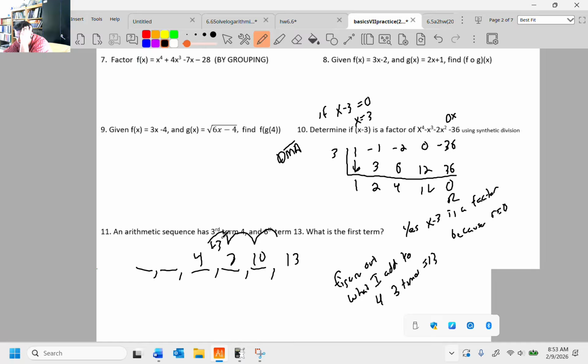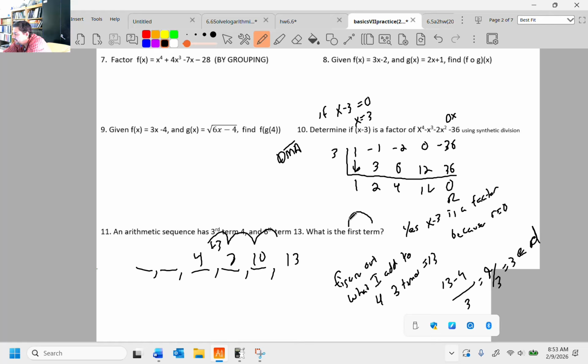Now, what you can kind of do, and I don't do this because the numbers are pretty easy to me, but you can take 13 minus 4, and once you figure out that you've got to add 3 times, divide it all by 3, and you get 9 over 3, which is 3. That's your common difference. And that's what you add.